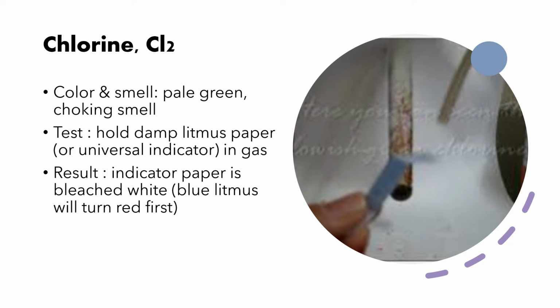Chlorine, Cl2. Color: pale green. Smell: choking smell. The test: hold damp litmus paper or universal indicator in the gas. The result is that the indicator paper is bleached white. Blue litmus will turn red first and then bleach.